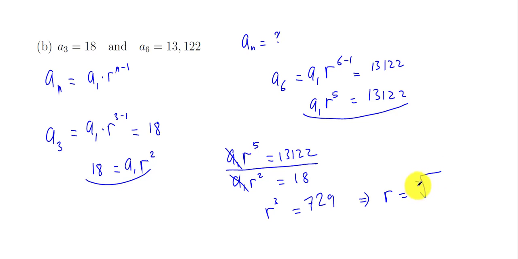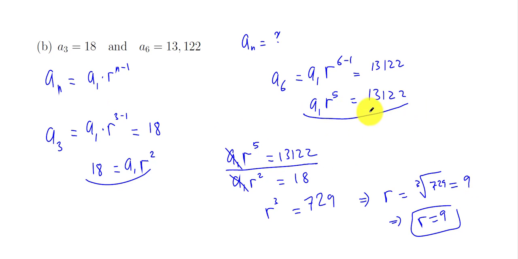And then to solve for this one, I take the cube root of both sides. I should end up with the cube root of 729, which should give me 9, because 9 times 9 times 9 is 729. So I get r to be 9. Now, in this general formula, we are missing a1 and r. Now I am able to find r. The only thing that I need to find is a1.